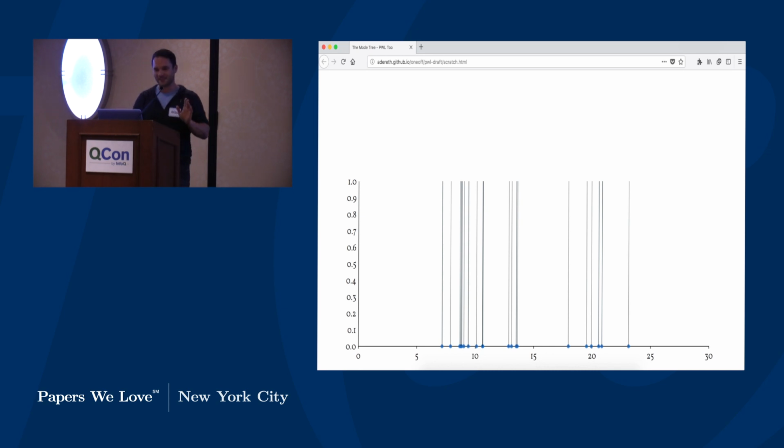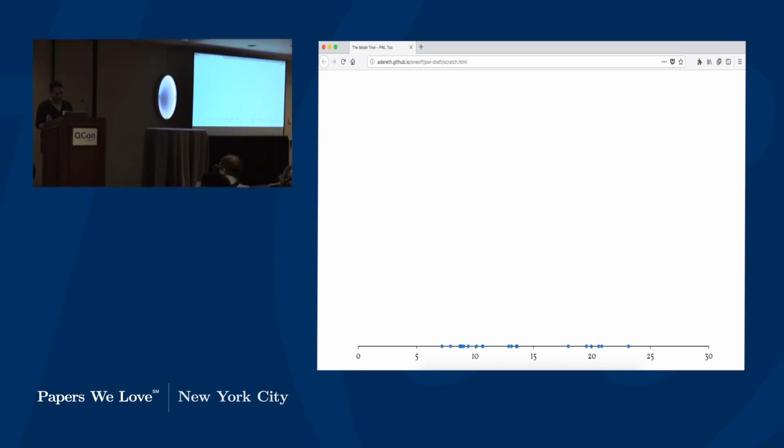All right, so get ready. The first thing that we're going to do in order to get to that is look at a slightly fancier version of a histogram.